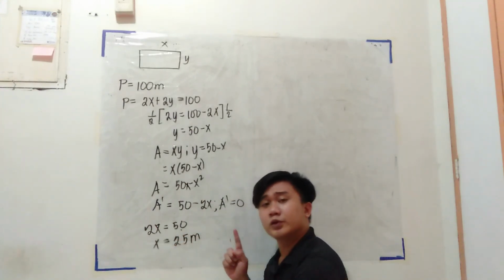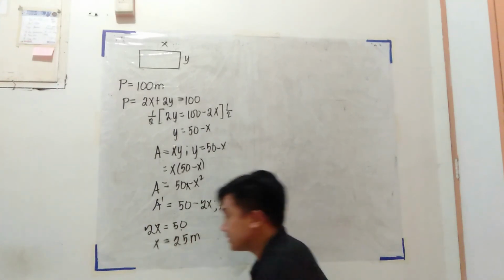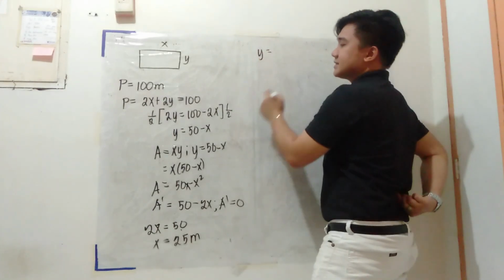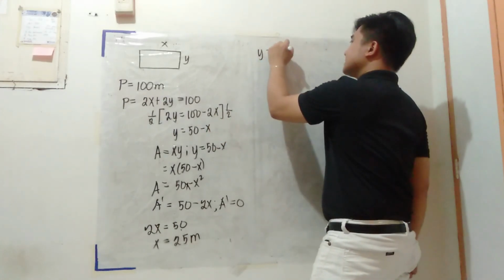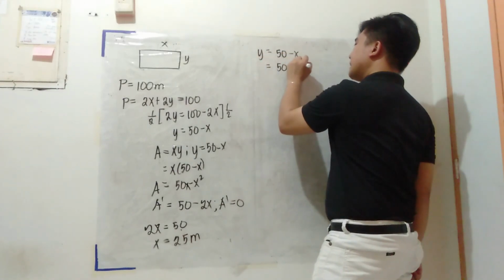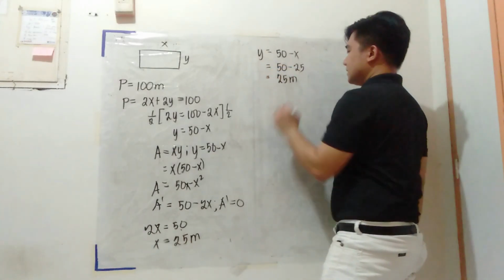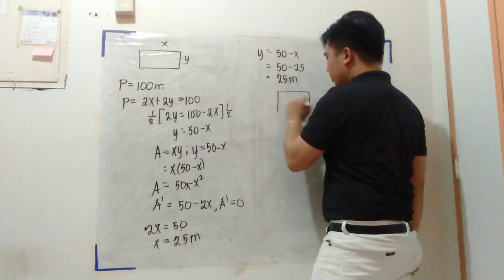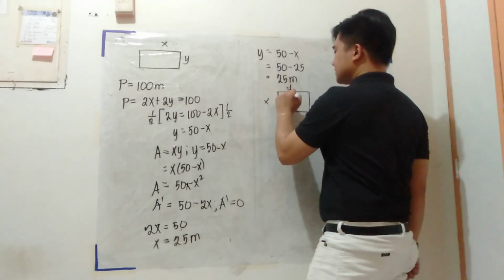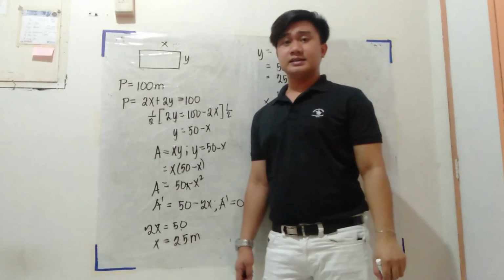Do not forget to put unit because a number without unit is meaningless. Okay? To get the dimension y, so that is 50 minus x. That is 50 minus 25. This is equal to 25 meters. So kung titingnan nyo, yung shape na nabuo natin, this is x, this is y, this is 25 meters, this is also 25 meters.